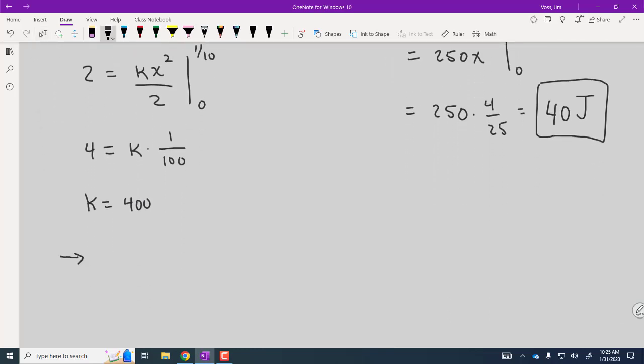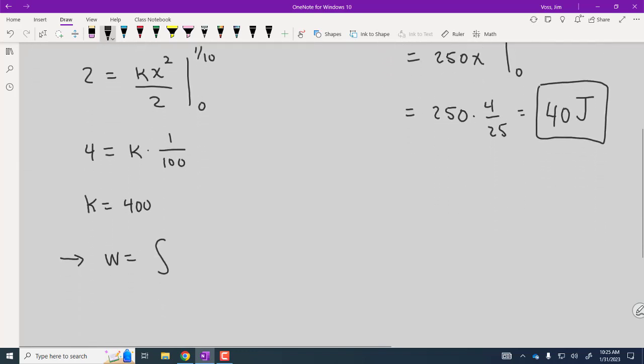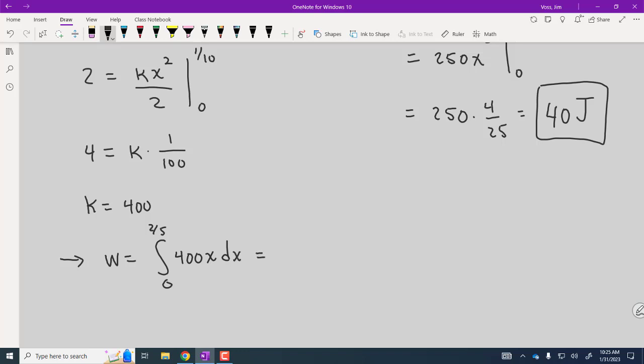So now we go to find the work done in moving it to 0.4, so 0 to 2/5. And the force function for this spring is 400x. And that will give us 200x squared from 0 to 2/5, which will give us 200 multiplied by 4/25. That'll give us 32 joules.